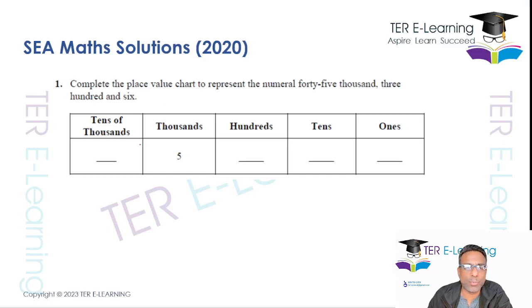So this question 1 here: complete the place value chart to represent the numeral 45,306. So 45,000, we just need to put a 4 here. 306, so we're going to put a 3 here and 6. That's it. Now this section 1 of the paper is usually very straightforward, and it's 1 mark per question, so there's no need to show any work in here.